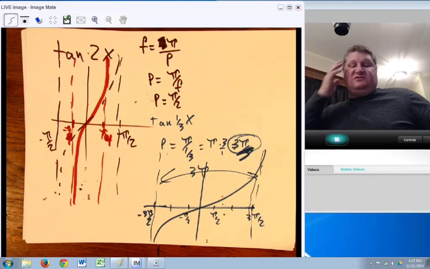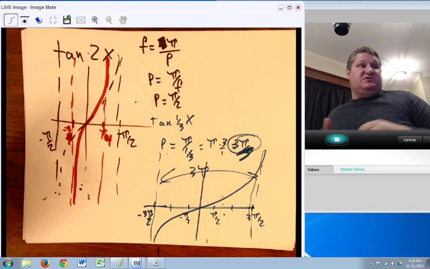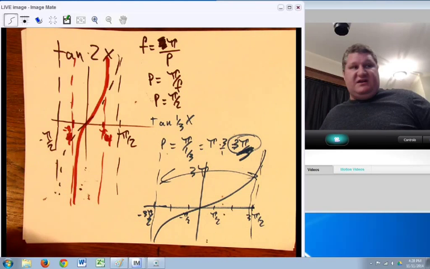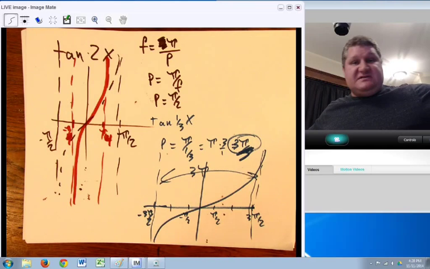So that's the way frequency, vertical shifting, horizontal shifting work for tangent cotangent. Stay tuned for the next clip for secant and cosecant.